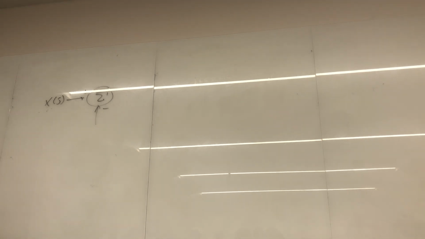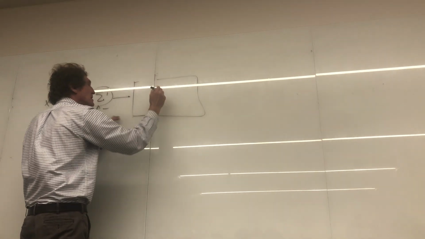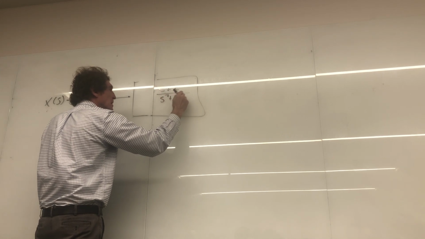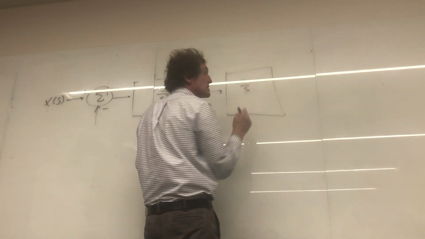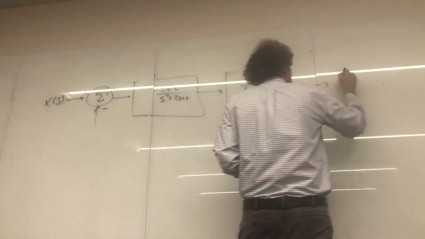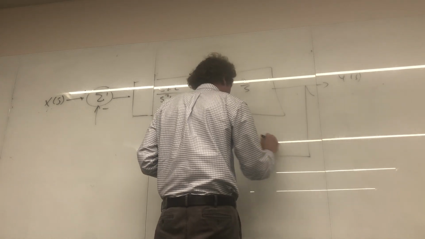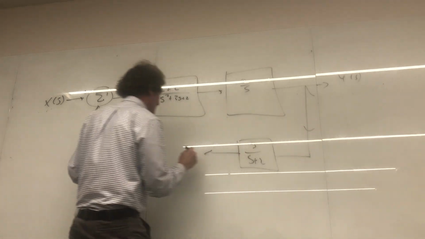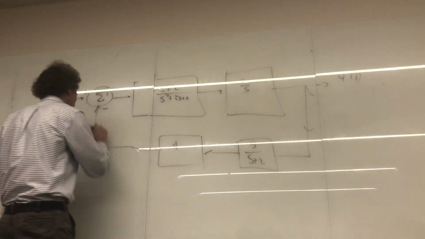The first block has s over 2, right? s plus 2 over s squared plus 3s plus 2. Next block has 2 over s. That is an integrator, by the way. And then this is Y of s. Here, that's going to be 3 over s plus 2, into 4, just 4. And they want to know the output, right?